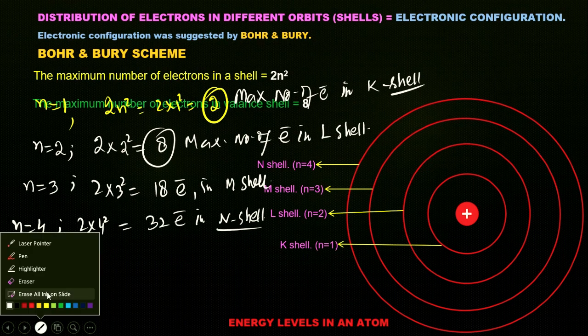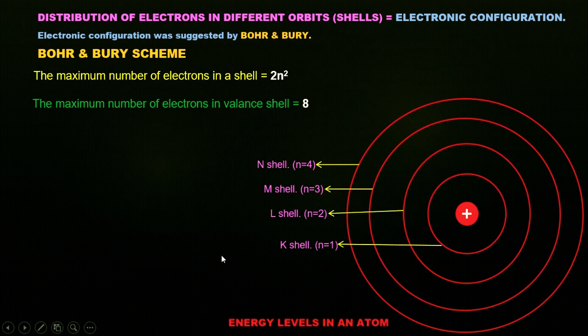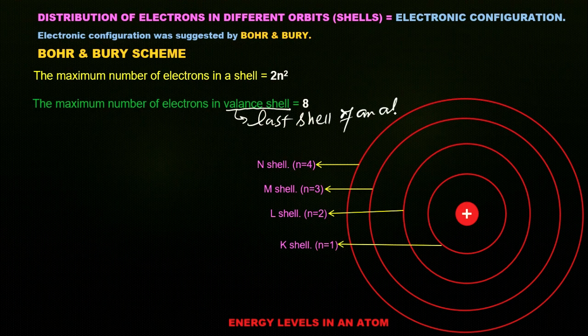Now the second postulate that was given is that the maximum number of electrons in the valence shell must be 8. What's the valence shell? Here's a very important concept coming up. Valence shell means the last shell of an atom. The last shell of an atom is called the valence shell, and the number of electrons in the valence shell are called valence electrons. Having 8 electrons in the valence shell is considered as stability.